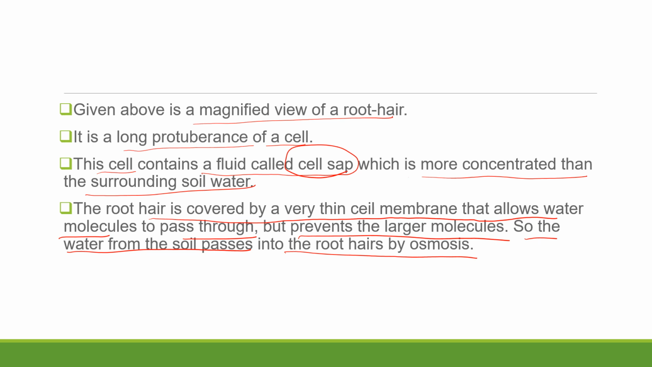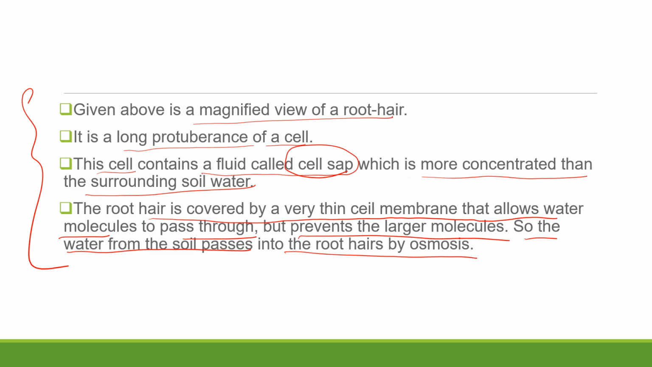So the water from the soil is passing through the root hairs by osmosis, inside the root, and thus it is taken above through the stem to the leaves for making of the food. It also helps the plant during transpiration to produce a cooling effect in the plant. So this is the description of how the root hair is helping in the absorption.